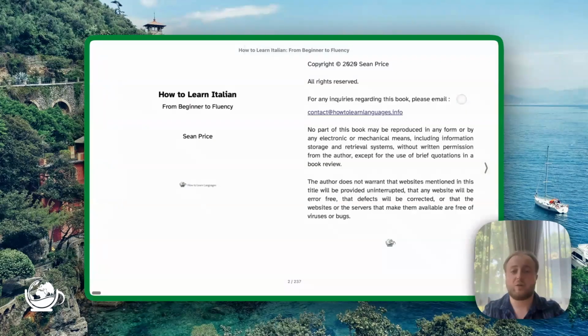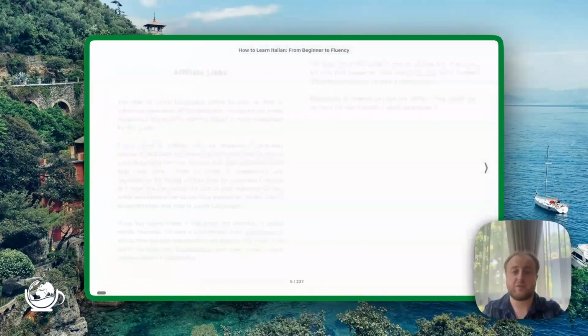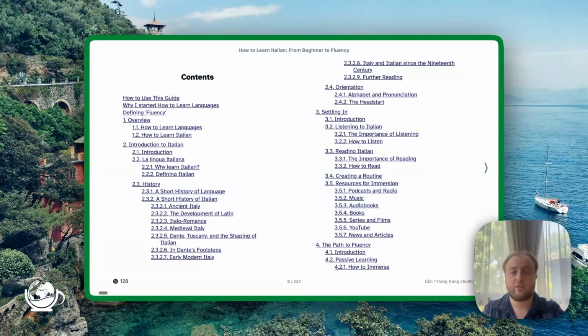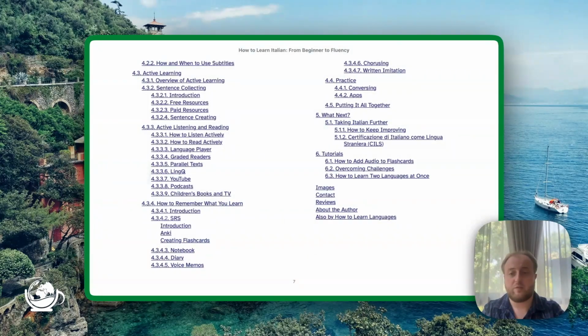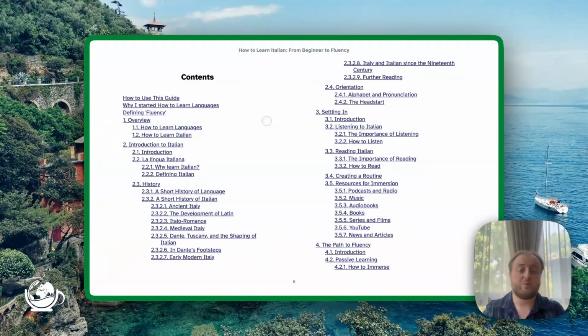So to start with, we'll go to the table of contents, and the guide is divided into 5 key parts: the overview, introduction to Italian, settling in, the path to fluency, and what next. We'll go through each of these, but just to start with, you've got a couple of things in the top left here before you get started. So obviously, how to use this guide you've found already.